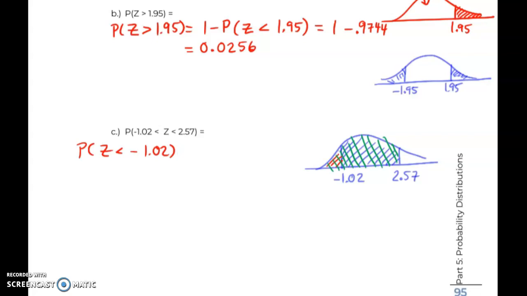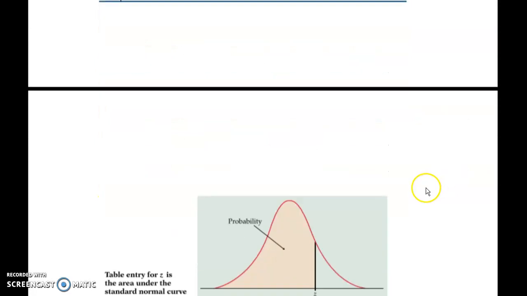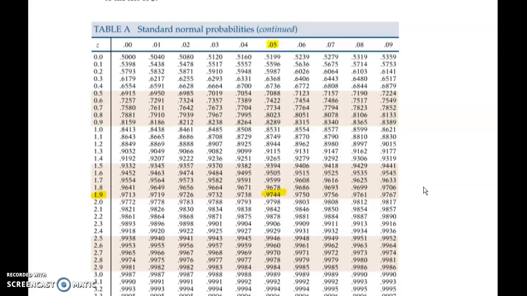So that's equal to 0.1539. Now we're going to find the area to the left of 2.57. So this time we're going to the positive side, to 2.57. So 2.57 up here and going over to, that looks like it's 0.9949.